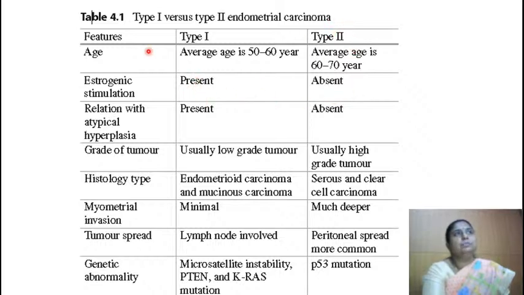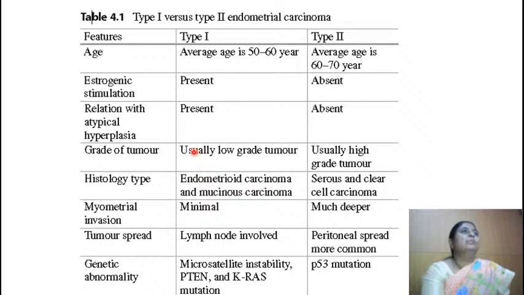So these carcinomas, type 1, are hormonally related. They have a relationship with the hormones, whereas type 2 doesn't have such a relationship. So obviously when you have a hyperestrogenic state, those cases have a risk of hyperplasia. So the type 1 carcinomas have precursor lesions in the form of atypical hyperplasias. Type 2 carcinoma is not associated with atypical hyperplasia of the endometrium.